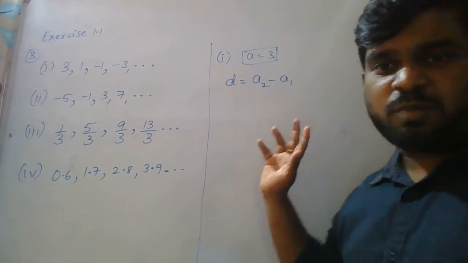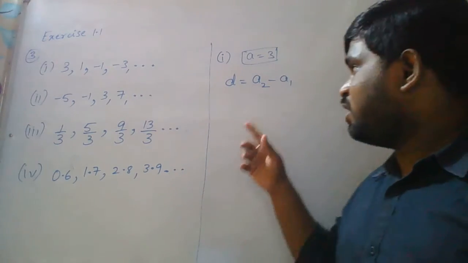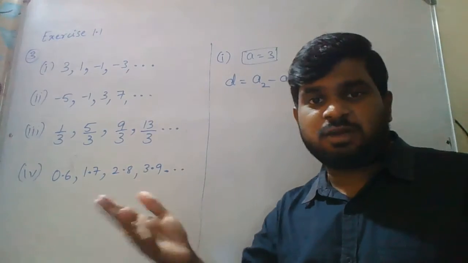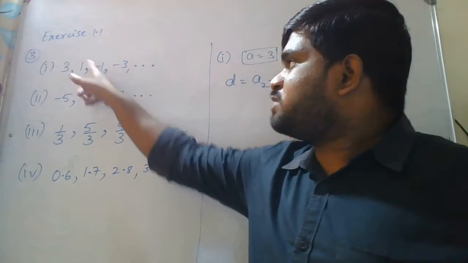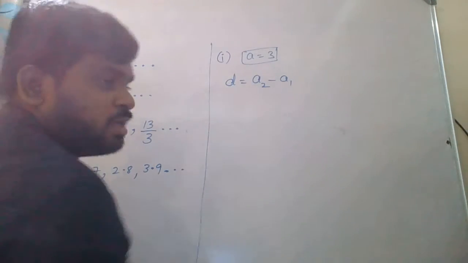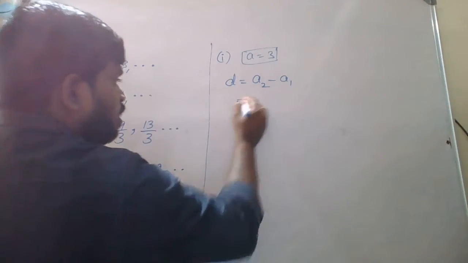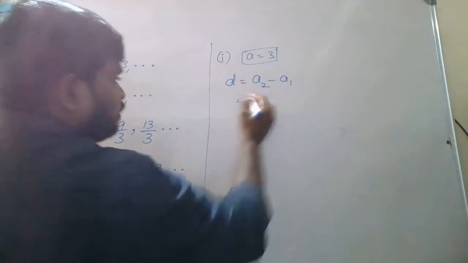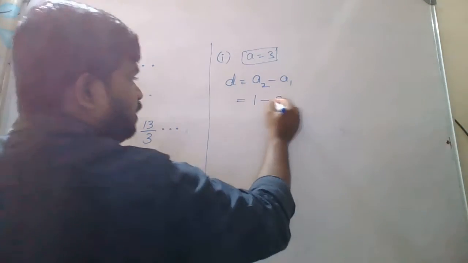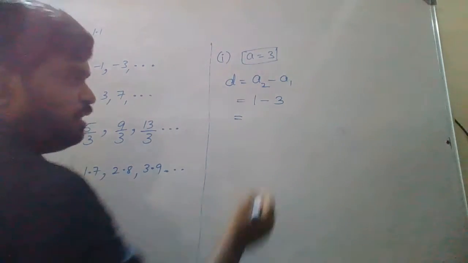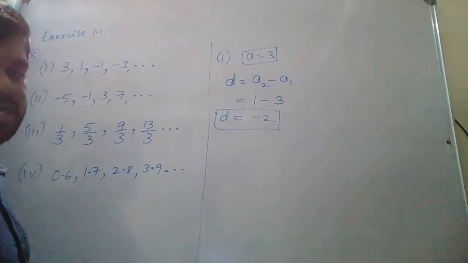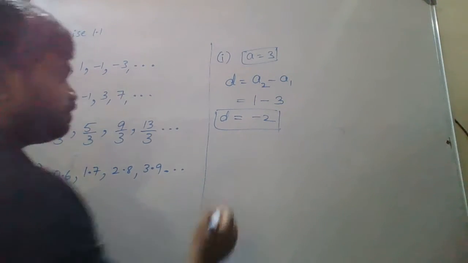D is equal to A2 minus A1. It's not necessary that you have to take this. Any term and its preceding term, if you just subtract it, you get D. For example, minus 1 and 1. If you subtract it, you will get D. That is also correct. But usually we take the second term minus first term. What is our second term? 1 minus. What is our first term? 3. So 1 minus 3 is minus 2. After subtraction, we have to put the greater number sign. So that's the first question.